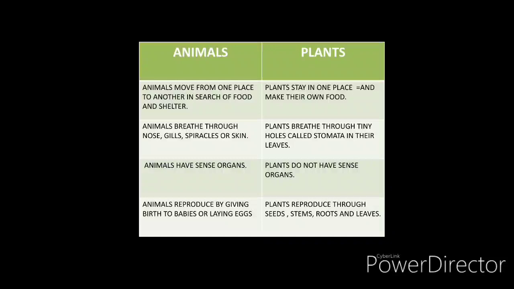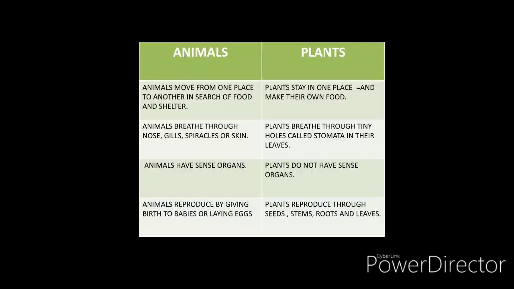Let's discuss another difference. Animals have sense organs. How many sense organs do we have? Tell me first. Yes, we have 5 sense organs: eyes, nose, ears, tongue, and skin. But plants do not have any sense organ. Have you seen a plant with an ear? Or have you seen a plant with a tongue? No, na? That means plants do not have any sense organs.